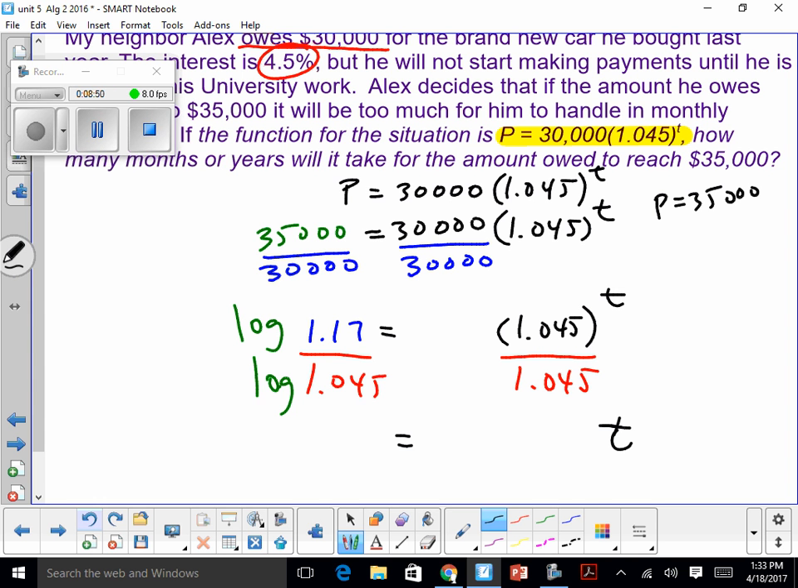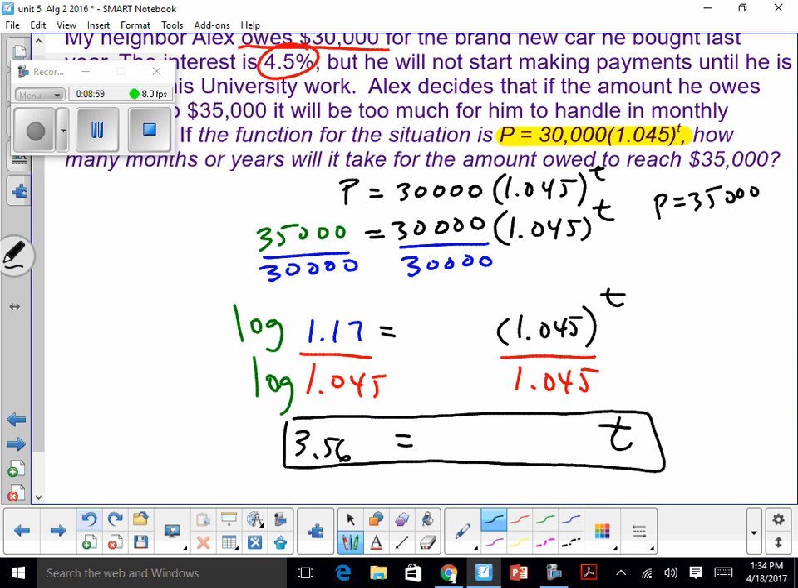3.6, I hear? 3.56. Now the deal on this one, if you did more digits, I would understand. But for the most part, I would do 2 digits after the decimal point as a general rule.